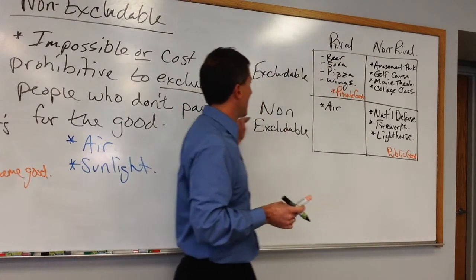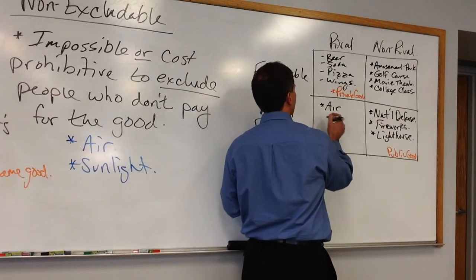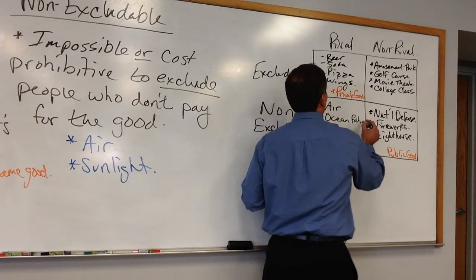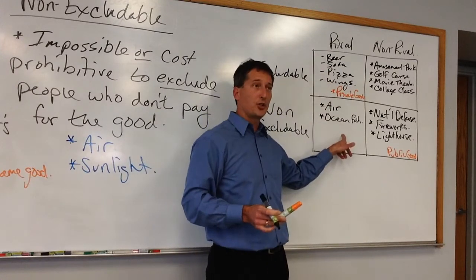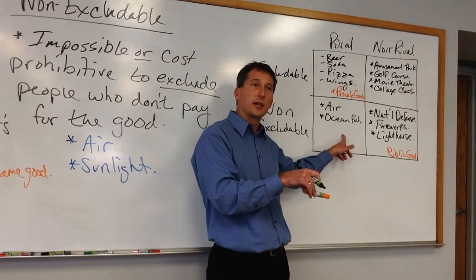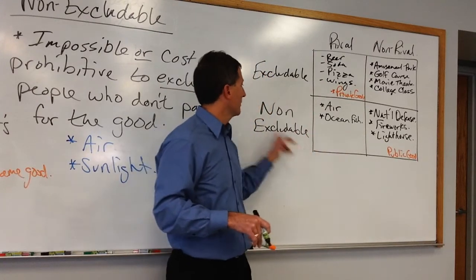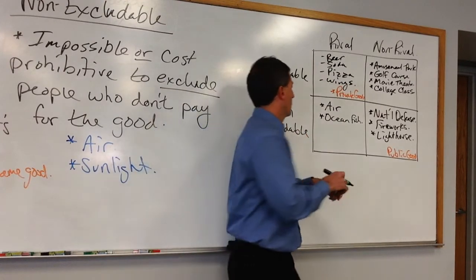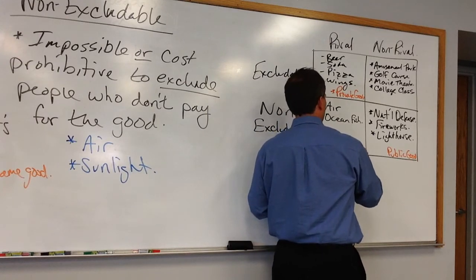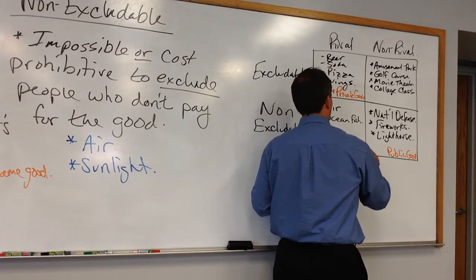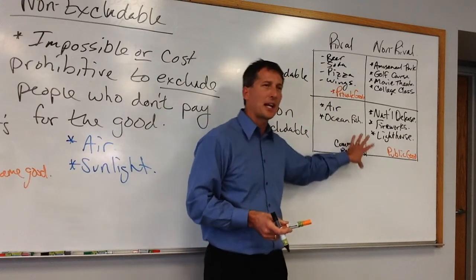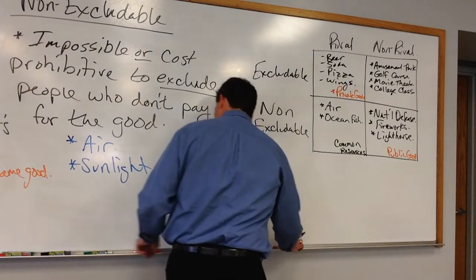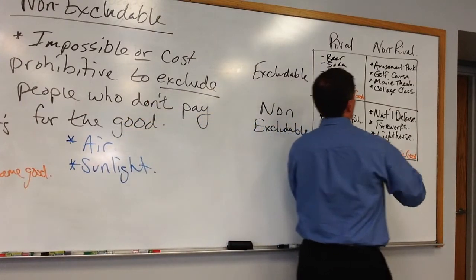Now, rival and non-excludable is a little bit tougher. We have the air. We might have some ocean fish, where if I catch the fish, you can't catch that same fish, right? So the amount of fish out in the ocean might be rival and not able to exclude people from it. So these are called common resources. Not necessarily natural resources, but a lot of natural resources might fall into this category, but common resources. And up here, we sometimes have what we call club goods.